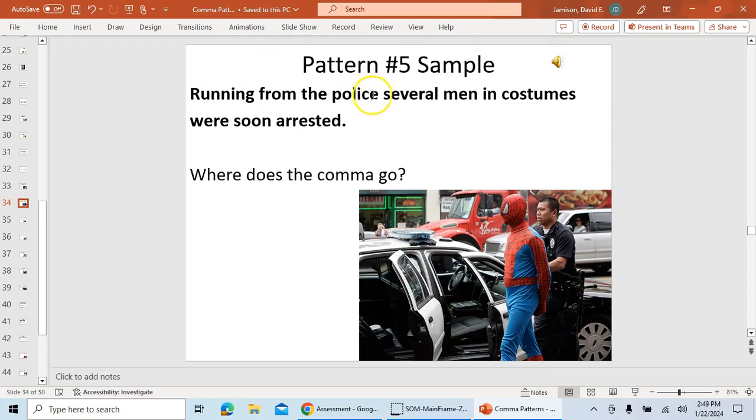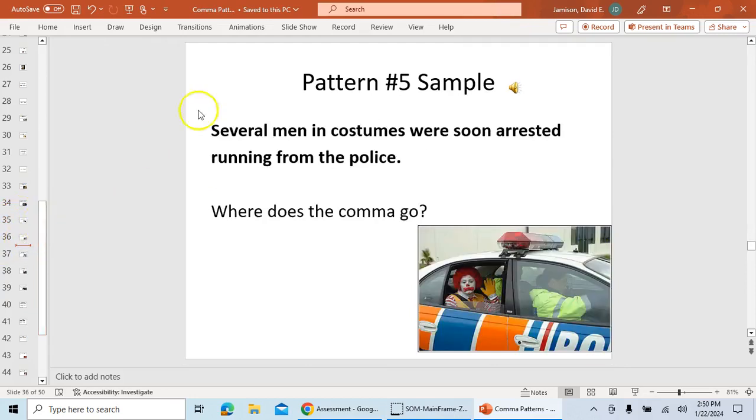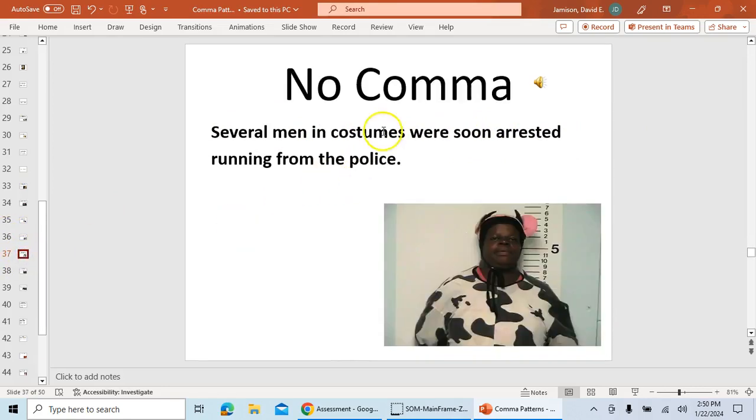Running from the police, several men in costume were soon arrested. Spell check doesn't know what to make of this one, but based on how I read that, you can probably tell where the comma is supposed to go. Running from police, comma, several men in costume were soon arrested. If we turn it around, just like the other sentences, we don't end up needing a comma. Several men in costume were soon arrested running from the police. Probably wouldn't put soon in there. Yeah, no comma.